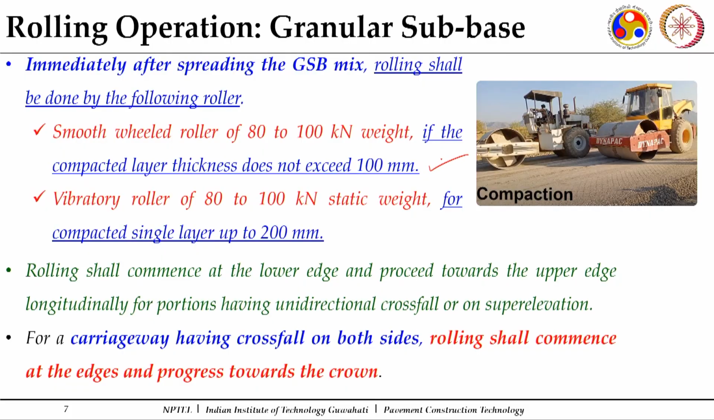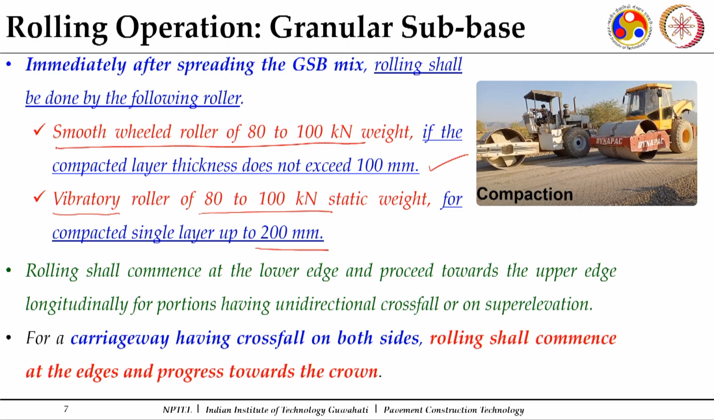So, it says if the compacted thickness is less than 100 mm, we can preferably go with a smooth wheel roller of 80 to 100 kilonewton weight. But usually we construct granular sub-base courses of thickness around 200 mm. There we prefer to use vibratory rollers of 80 to 100 kilonewton static weight. So, this is the selection of rollers based on the thickness which you are constructing.